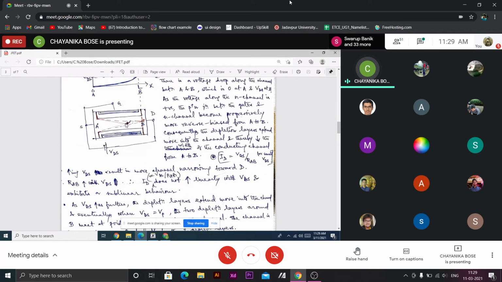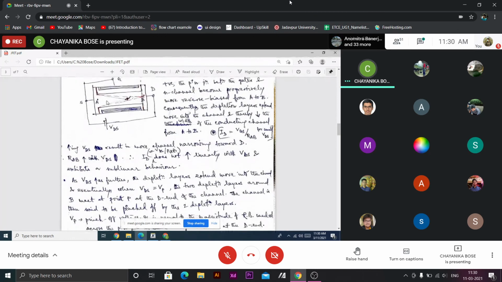So pinch off will take place at an earlier point, and the conduction will take place just as we discussed, because the VP is fixed. So the current will drift, carriers will drift across this, enter the depletion region and come out through the drain. So the current that flows under this condition is also less. ID saturation is also smaller.